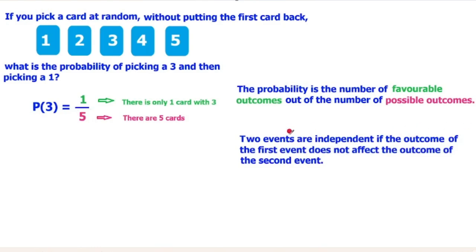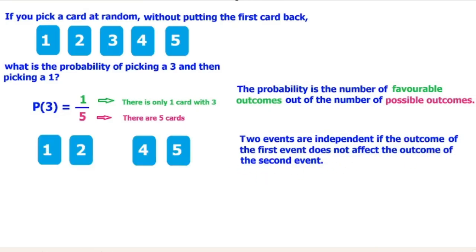Now, two random events are independent if the outcome of the first event does not affect the outcome of the second event. But for this one, we keep the card that we chose. We don't put it back, okay? So now we only have these cards left. So since we don't put the 3 card back, the two events are dependent, okay?